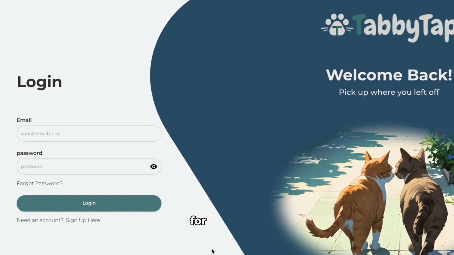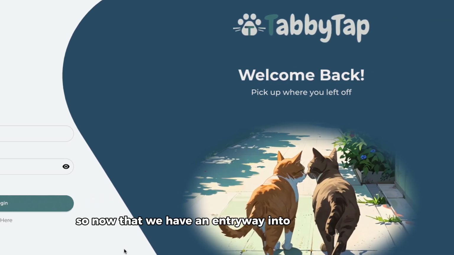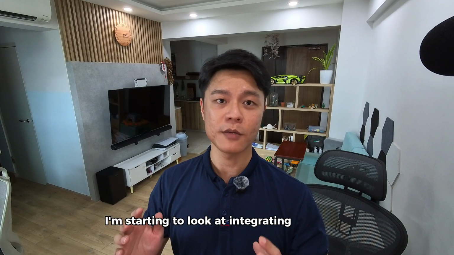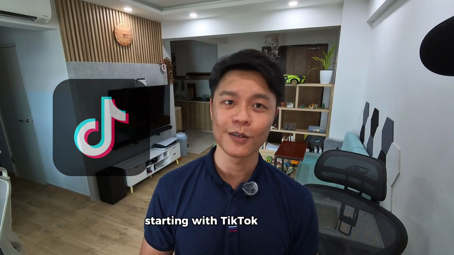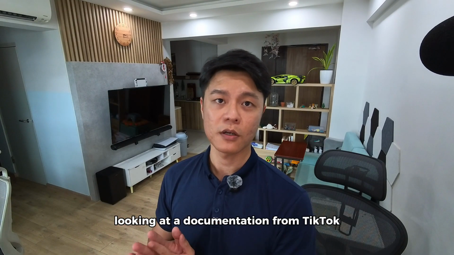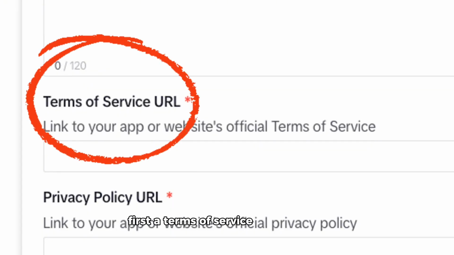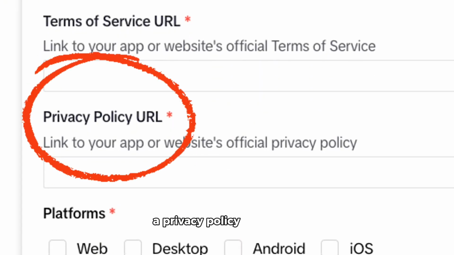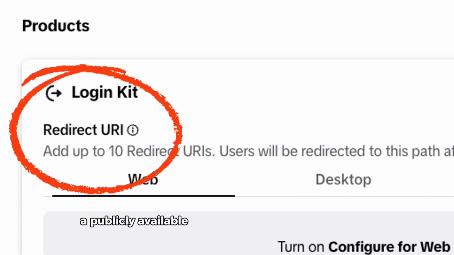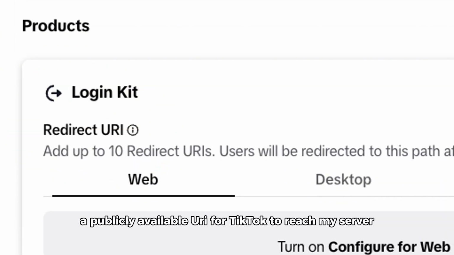So in part 7, we talked about completing the authentication flow for TabbyTap. So now that we have an entryway into the application, I'm starting to look at integrating platforms, starting with TikTok. However, looking at the documentation from TikTok, I'm still missing 4 major pieces before I can get started with it. First, a terms of service page. Second, a privacy policy page. Third, a publicly available URI for TikTok to reach my server.